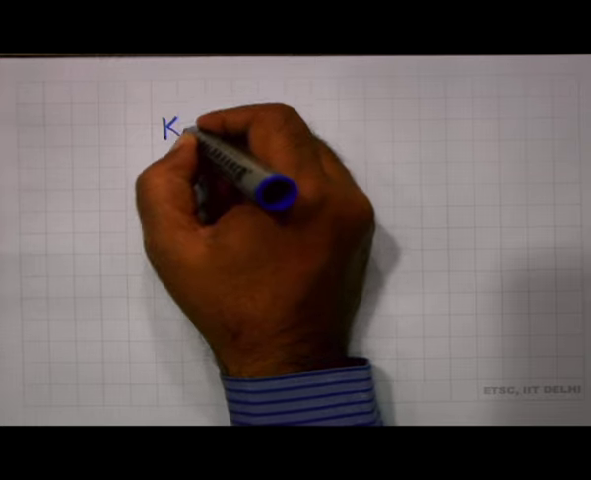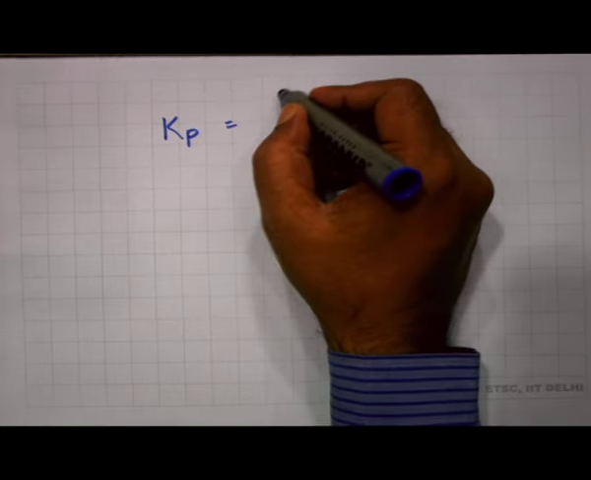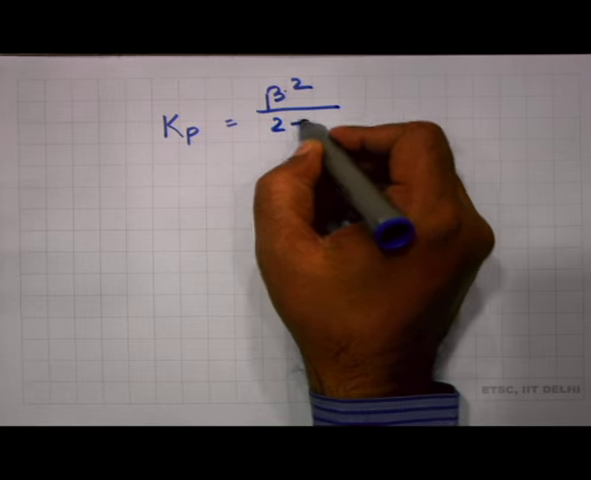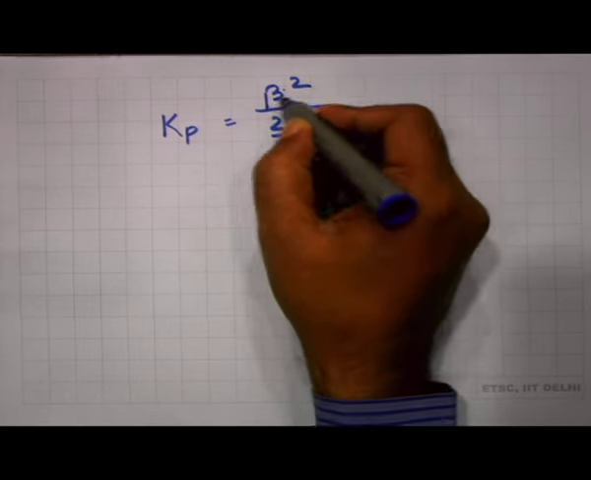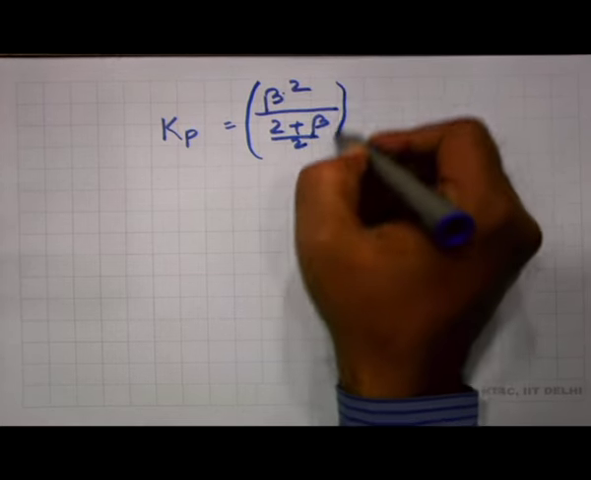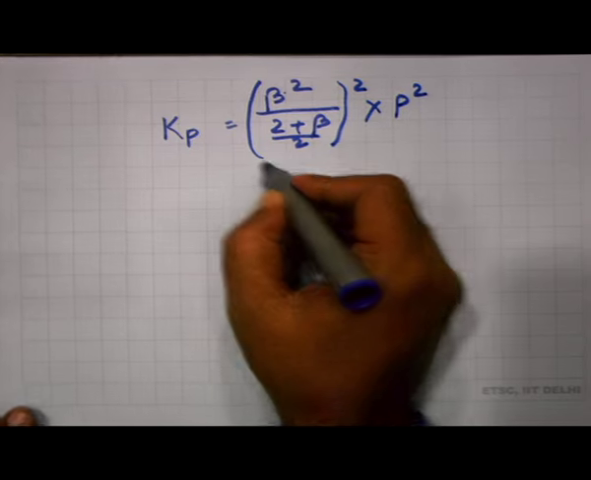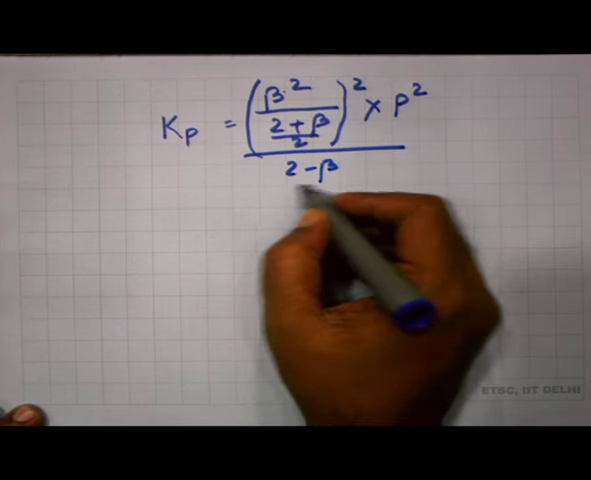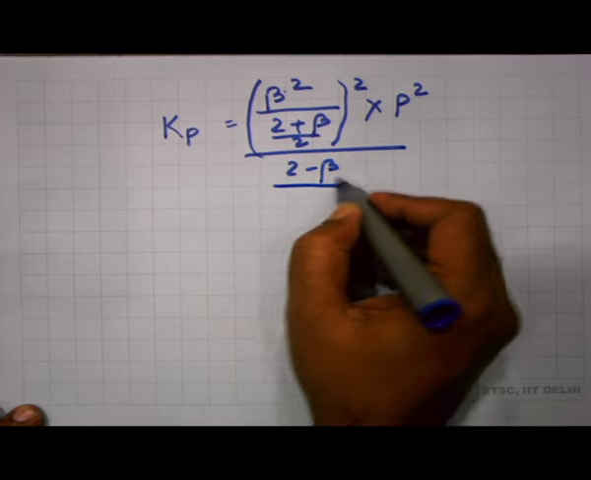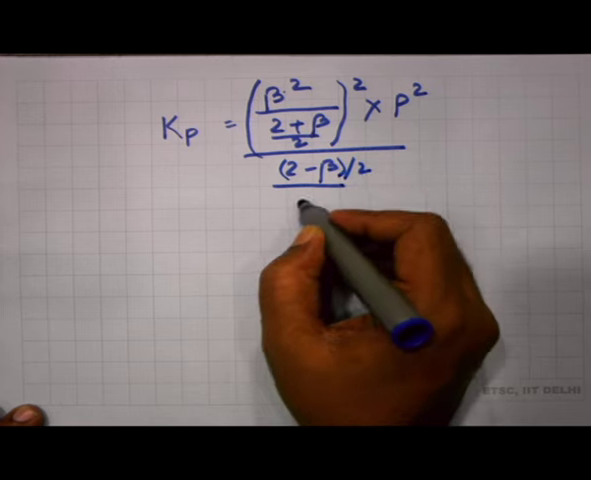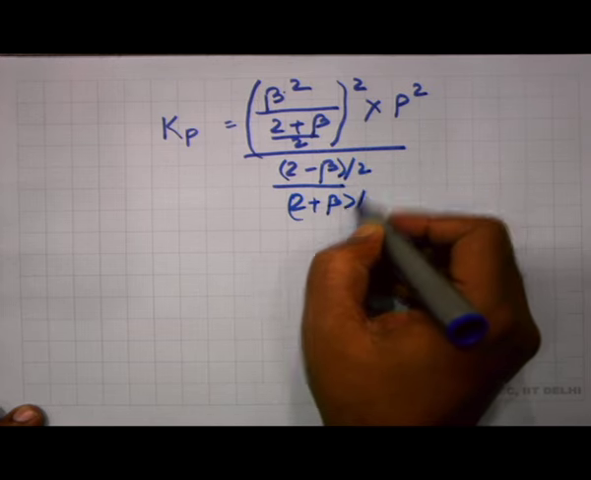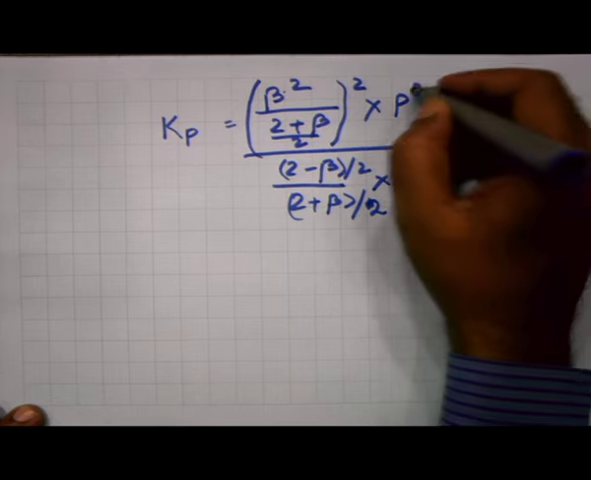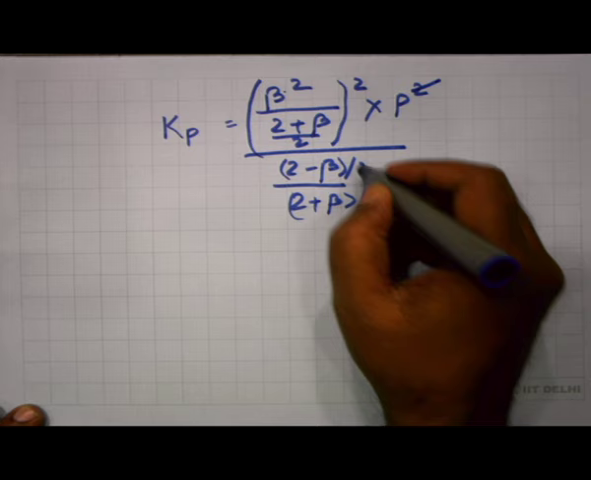Kp is equal to beta squared by (2 plus beta by 2) squared into P squared, divided by (2 minus beta) by 2 divided by (2 plus beta) by 2, into P. P cancels out, this term cancels out, this 2 cancels out.